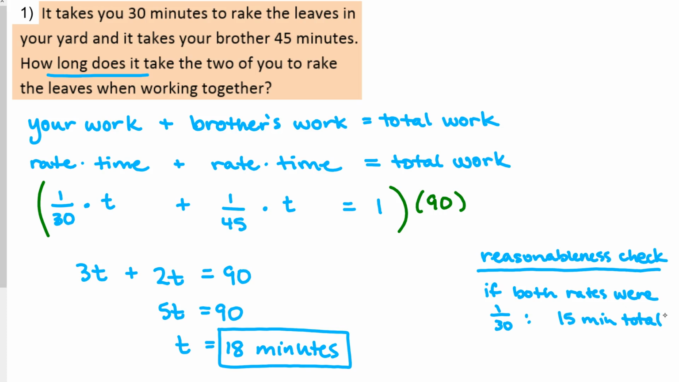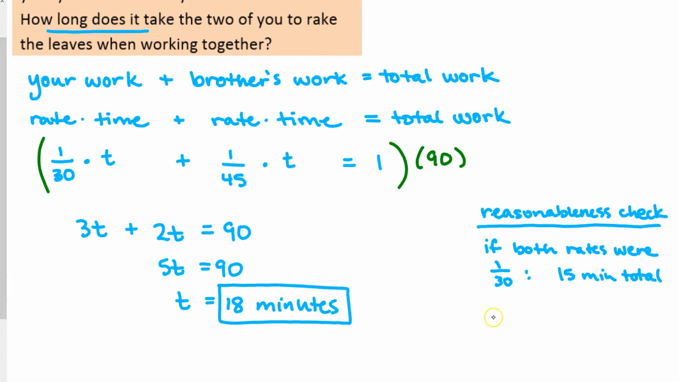Now, what if you were both working at your brother's rate? So what if both rates were 1/45? Then you would do half, he would do half, and it would take you 22.5 minutes working together.